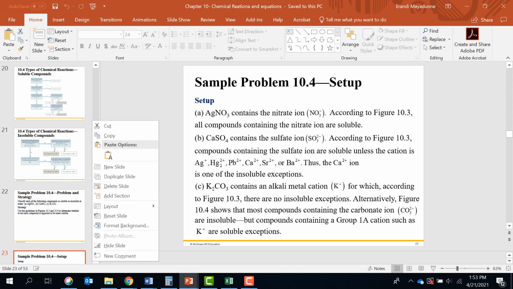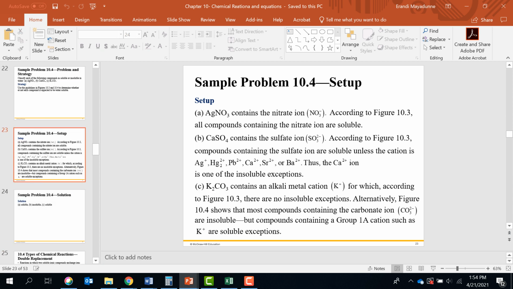And then calcium sulfate contains the sulfate ion. The sulfate ion is SO4 2 minus. Compounds containing sulfate ions are soluble except for these. So calcium is not involved in this list. So it's a solid. Wait a minute, calcium is in the list. So calcium sulfate is not soluble, but any compound with sulfate like sodium sulfate, potassium sulfate, then it's soluble.